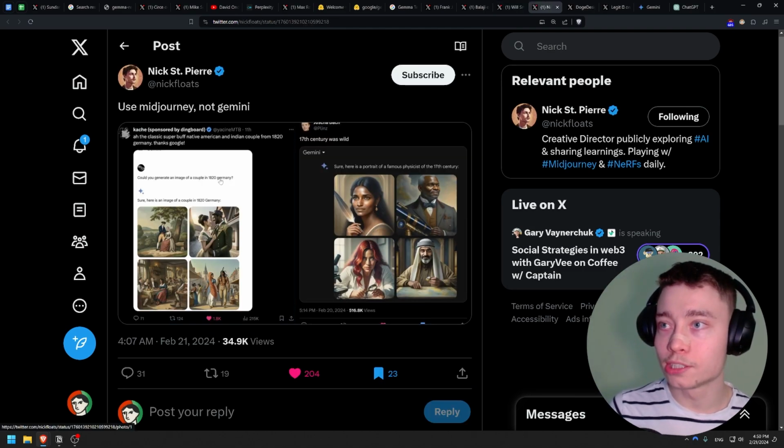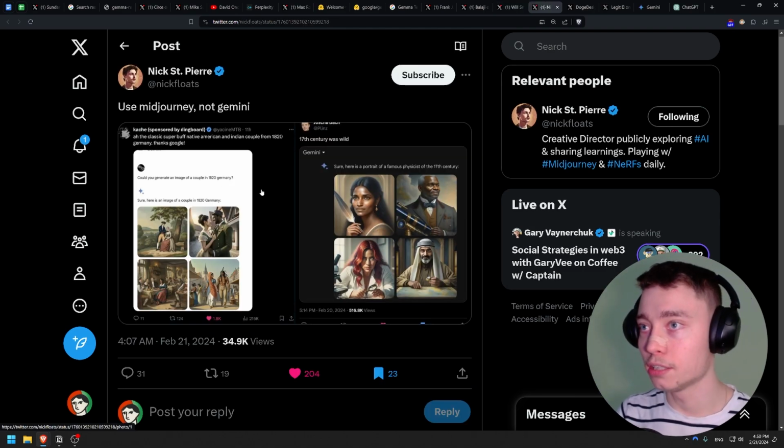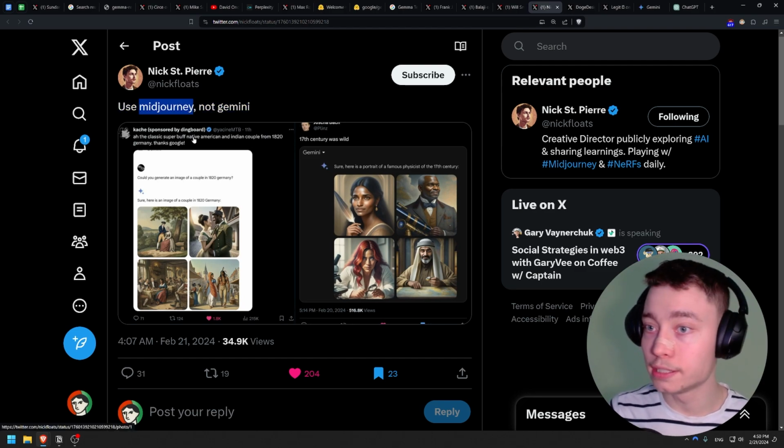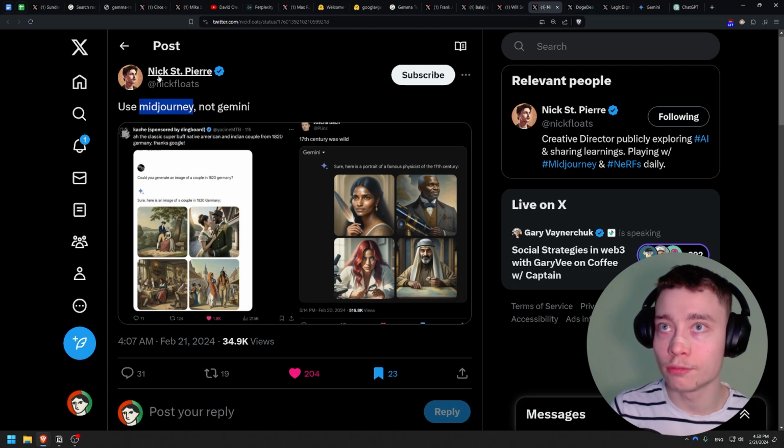Use Midjourney, not Gemini. So these are, again, other examples. You won't get this level of craziness with Midjourney, even though it's still a closed model. It's infinitely better in this regard. So I agree with Nick on this.